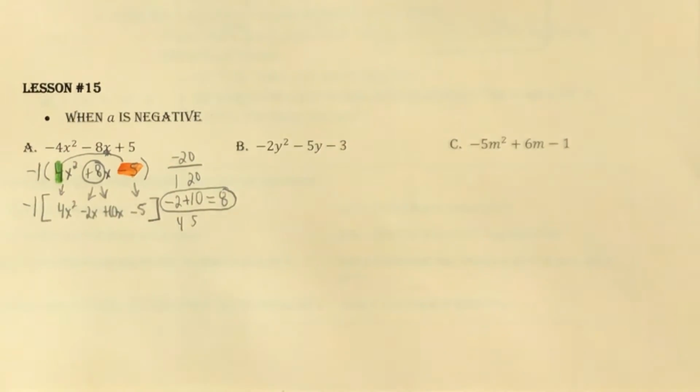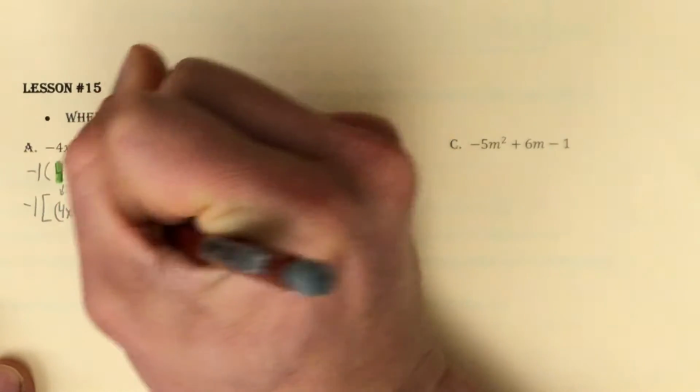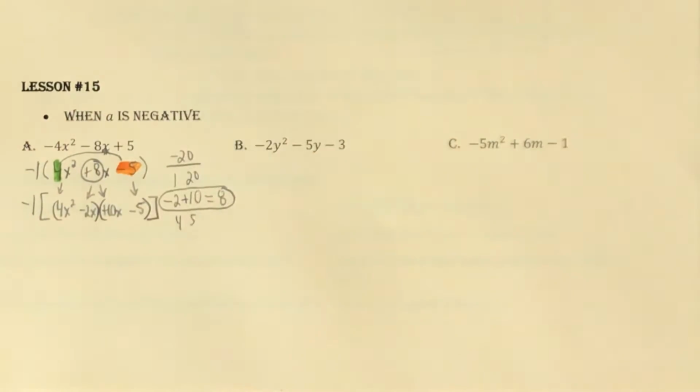Well, now step 6 is to group the terms up. So I'm going to group 4x squared minus 2x, and then group positive 10x and negative 5. Again, remembering to include the sign that was in front of the third term. And then factor out the greatest common factor of each grouping.